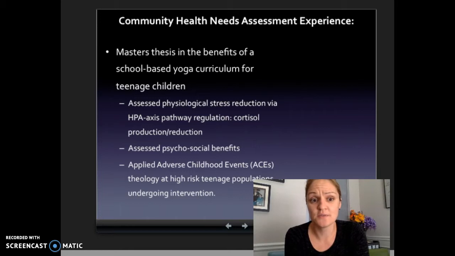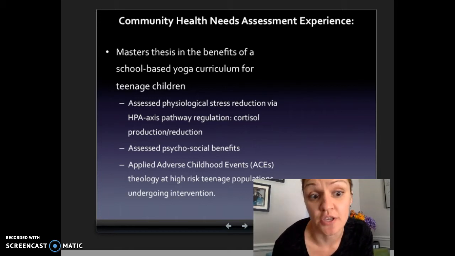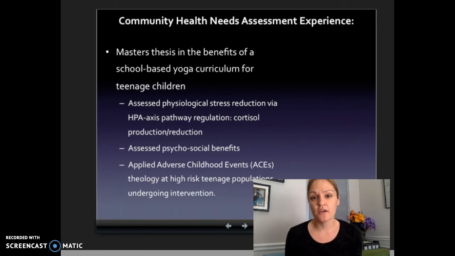So my master's was in assessing the benefits of a school-based yoga curriculum for teenage students at higher risk for certain factors. I assessed their psychological stress and the reduction of that via the hypothalamic-pituitary-adrenal axis pathway that regulates our cortisol levels in our body, which is the stress pathway.